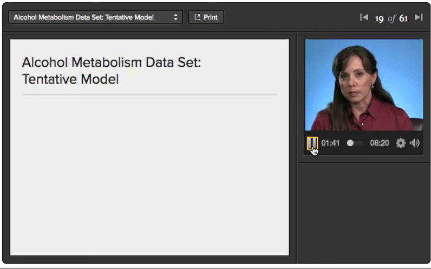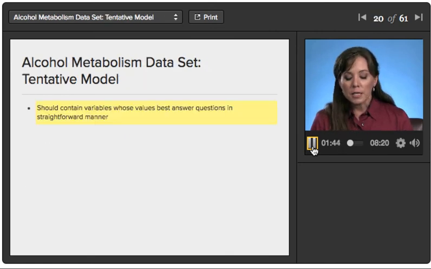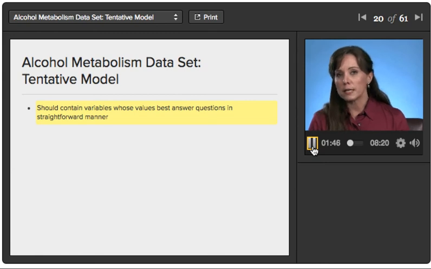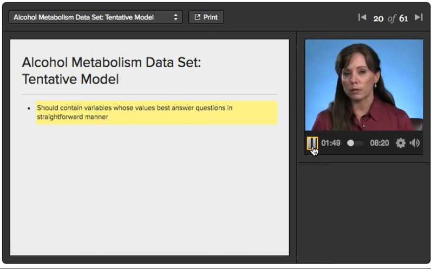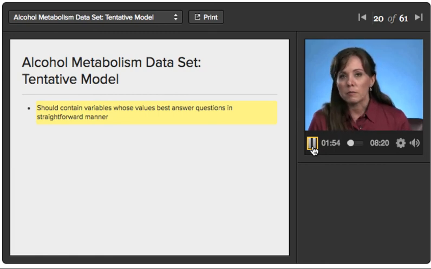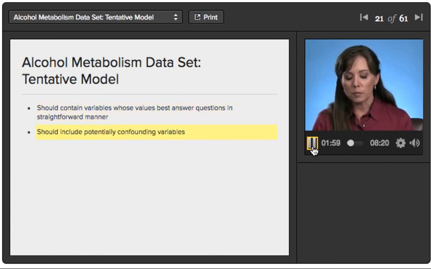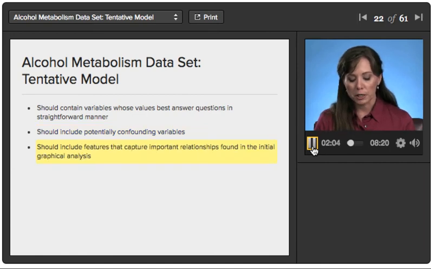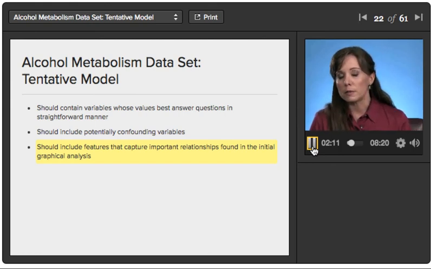So a tentative model for this particular data set is going to contain the variables whose values answer the questions in a straightforward manner. So we might not want to start out with all of the variables in the model. We might just want to start out with a few that we think might be the best ones. We should include potentially confounding variables as well, and include features that capture the important relationships found in any initial graphical analysis that we see. Like, for example, if we're looking at scatter plot matrices, we'd want to be sure to include all the variables that seem to be highly correlated with the response.